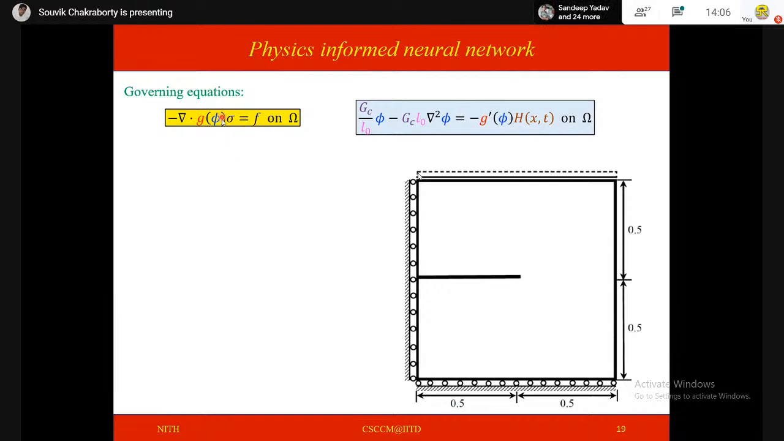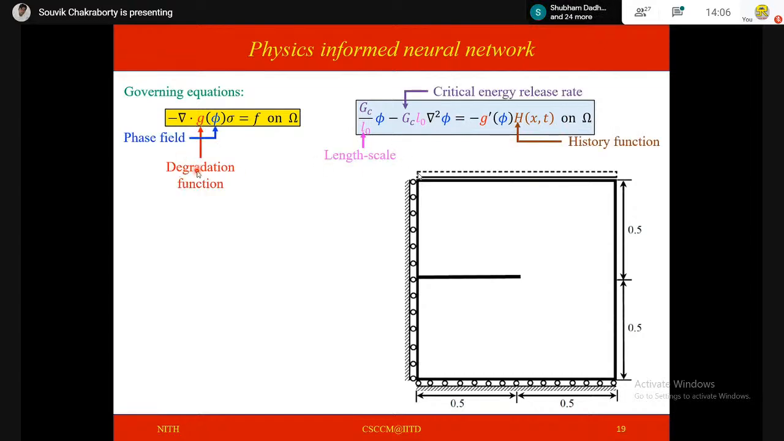The evolution of this variable phi is again tracked by this nonlinear differential equation, where G we call the degradation function, phi I told you is the phase field, there is Gc which is the critical energy release rate, a material property, l0 is the characteristic length of your crack, which is here, H is there, which is the history function, and this is a coupled system we are looking into. You cannot solve this equation on its own. There is a coupled PDE and you need to solve them simultaneously.